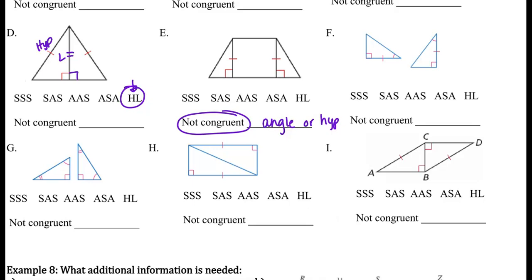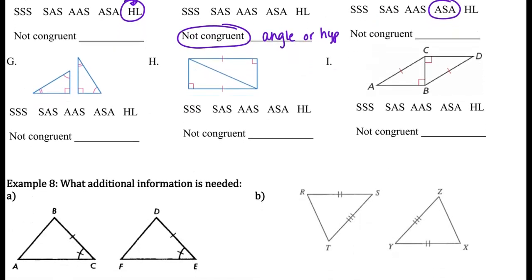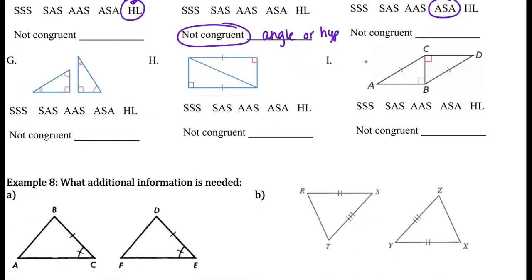Go ahead and try F, pause, and then push play to check when you're ready. Hopefully you said angle, side, angle. No additional information can be marked because they're not touching. AAA, not a reason, so not congruent. You would need a side.